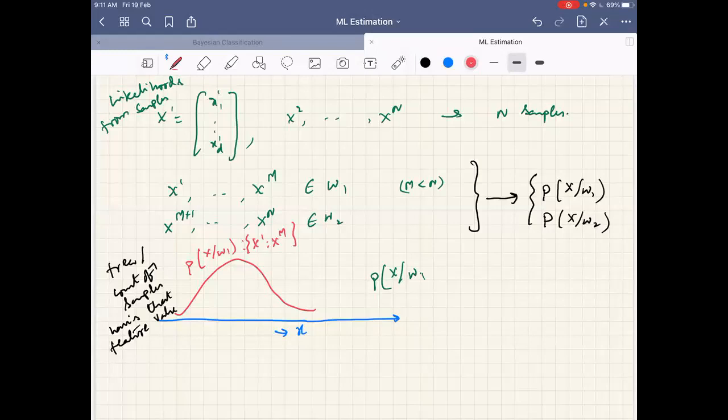This is the likelihood P of x given omega 1. And then I assume that I have also plotted P of x given omega 2, so it has come like this. That means I have taken only omega 2 class samples to plot this. So in both cases, I have plotted the class frequencies. Frequencies are the count of samples having that feature value.